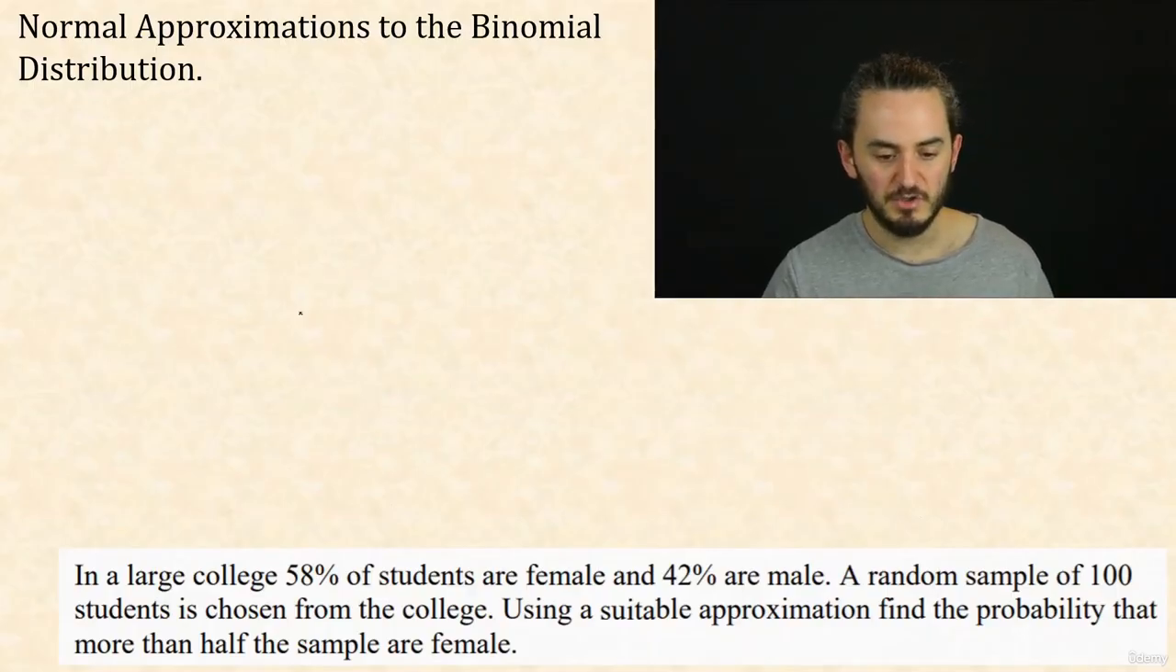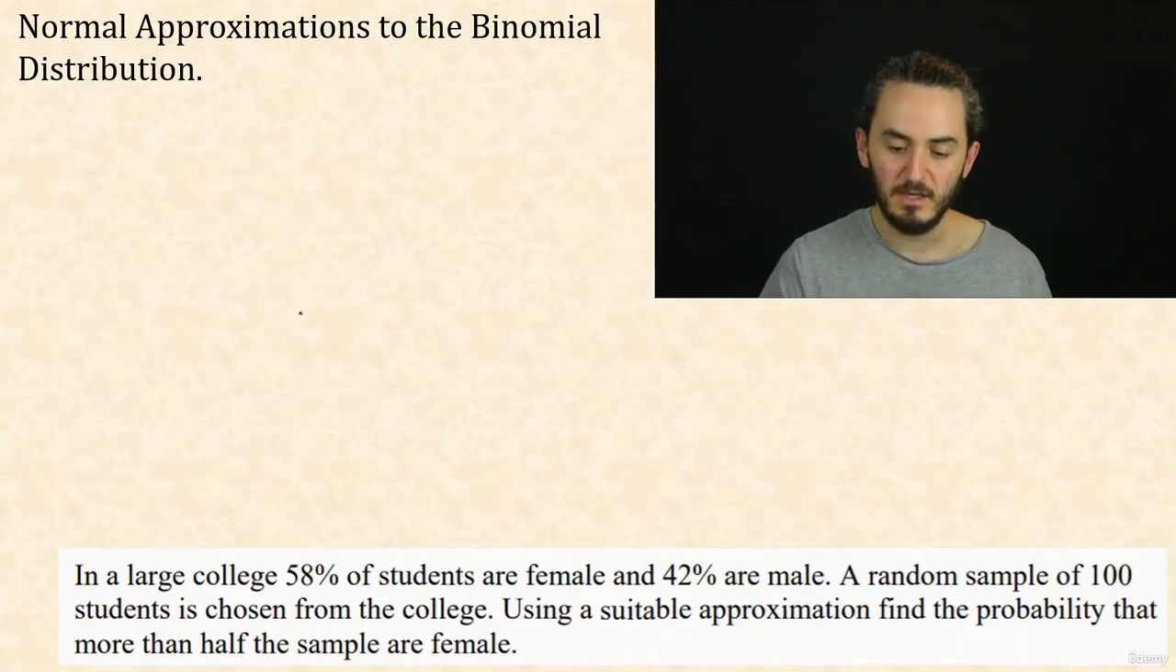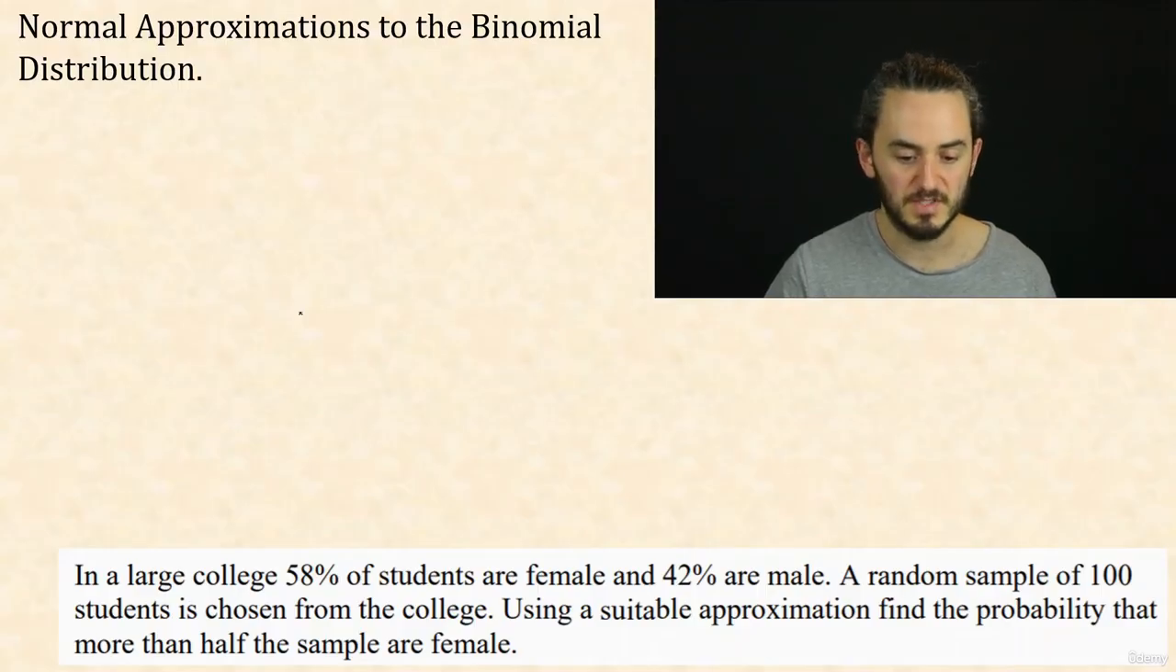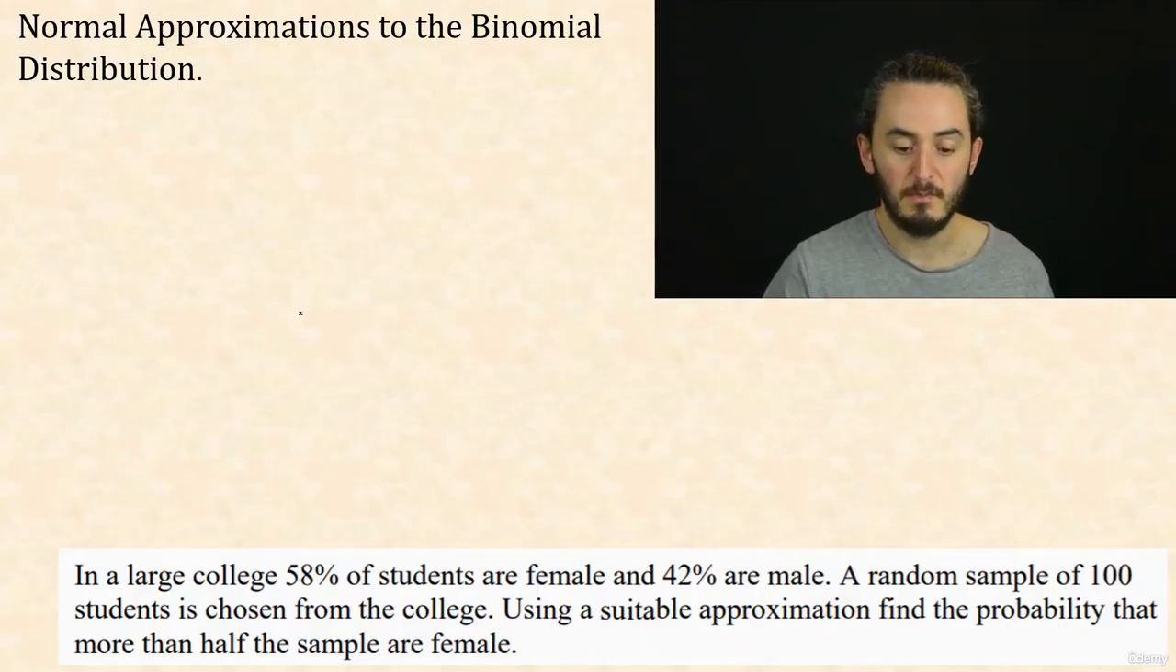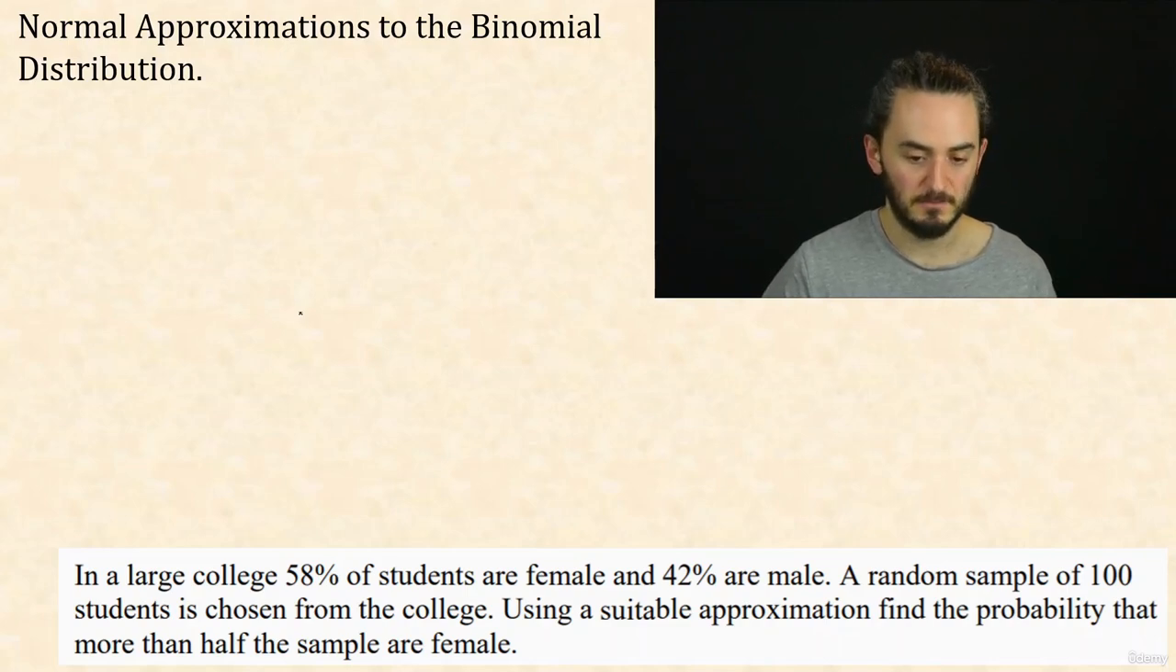In a large college, 58% of students are female and 42% are male. A random sample of 100 students is chosen from the college. Using a suitable approximation, find the probability that more than half of the sample are female.